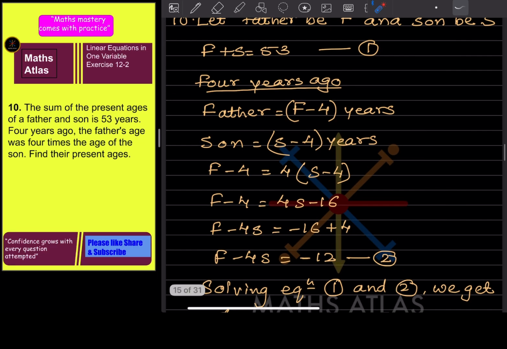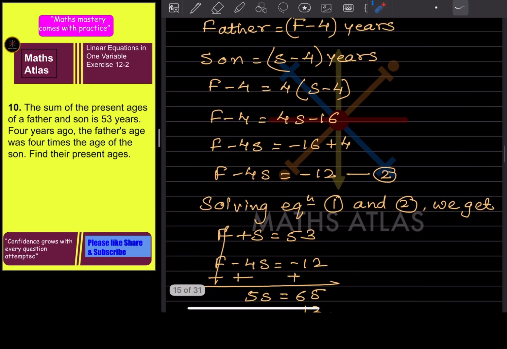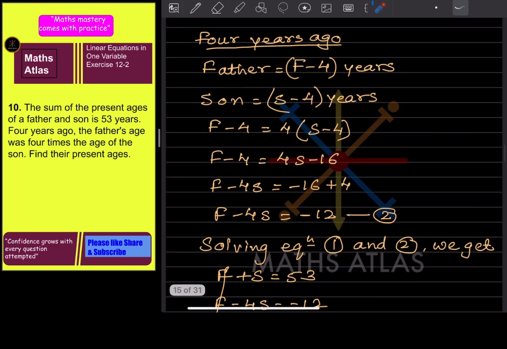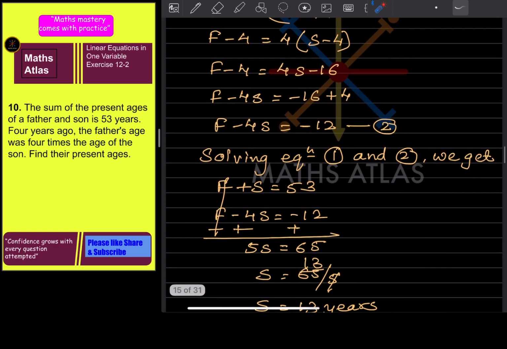So this was equation number 1. So let us solve both equations. F plus S is 53 and the second equation is F minus 4S is minus 12. So what we can see here, this is plus F and this also is F. So we can eliminate this one. So we get the S value, the age of the son, and then we can find out the age of the father. So we can use the elimination method.